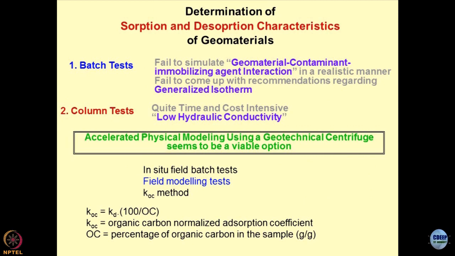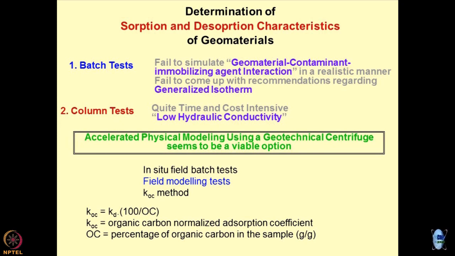Well, to start with, for determination of sorption and desorption of geomaterials, normally batch tests or column tests are done. In batch tests, you take some material, a few grams of soil or geomaterial in powdered form. Why have you made powder? So that all the particles contribute to the process, and then you put them in a solution in a beaker or a container. Now you are allowing 100% interaction between each and every particle and the solution. So, this is the best possible form of studying contaminant geomaterial interaction or the immobilizing agents.